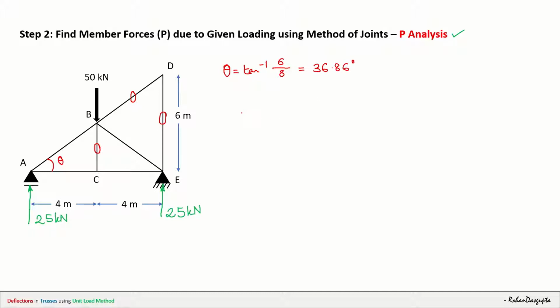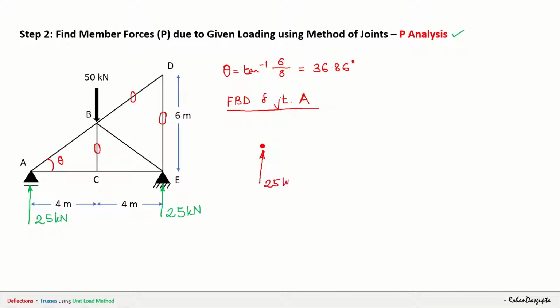Okay, now let us start with a joint where there are two unknown forces. So I can start with the joint A. So let me draw the free body diagram of joint A. Okay, so first let us draw the joint. This is the joint A. Okay, let me draw the known force, that is 25 kilonewton acting in the upward direction.